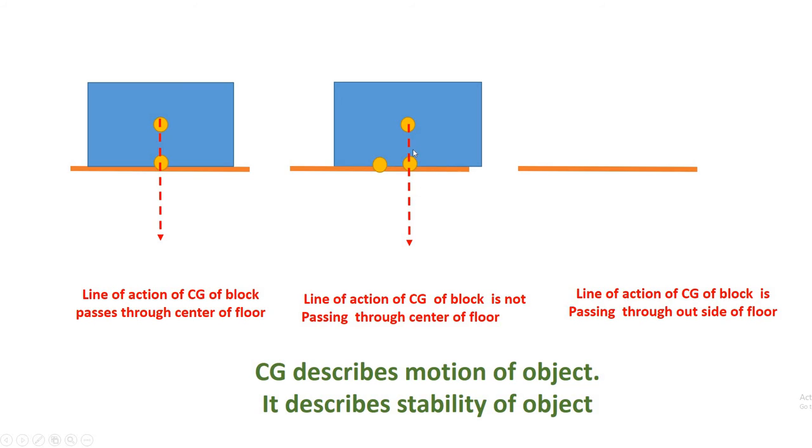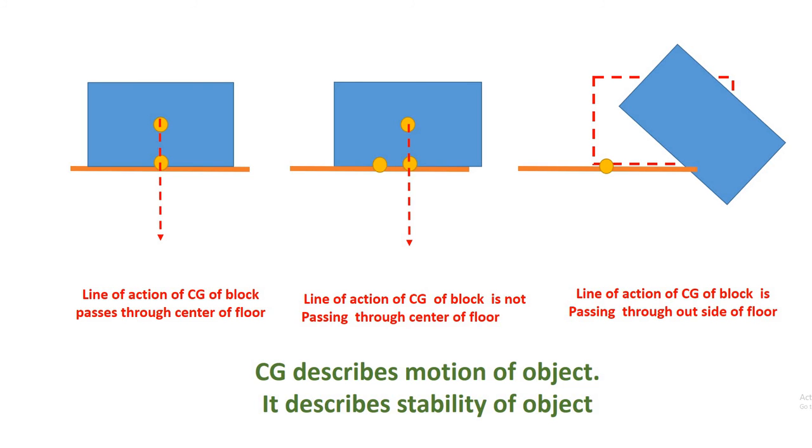Okay, so why? Because the line of action of the CG is passing through this point, and it is still on the floor, right? So this block is also steady, right? Now for the next position, again we move this block towards this direction. Now what happened? This block will topple down.